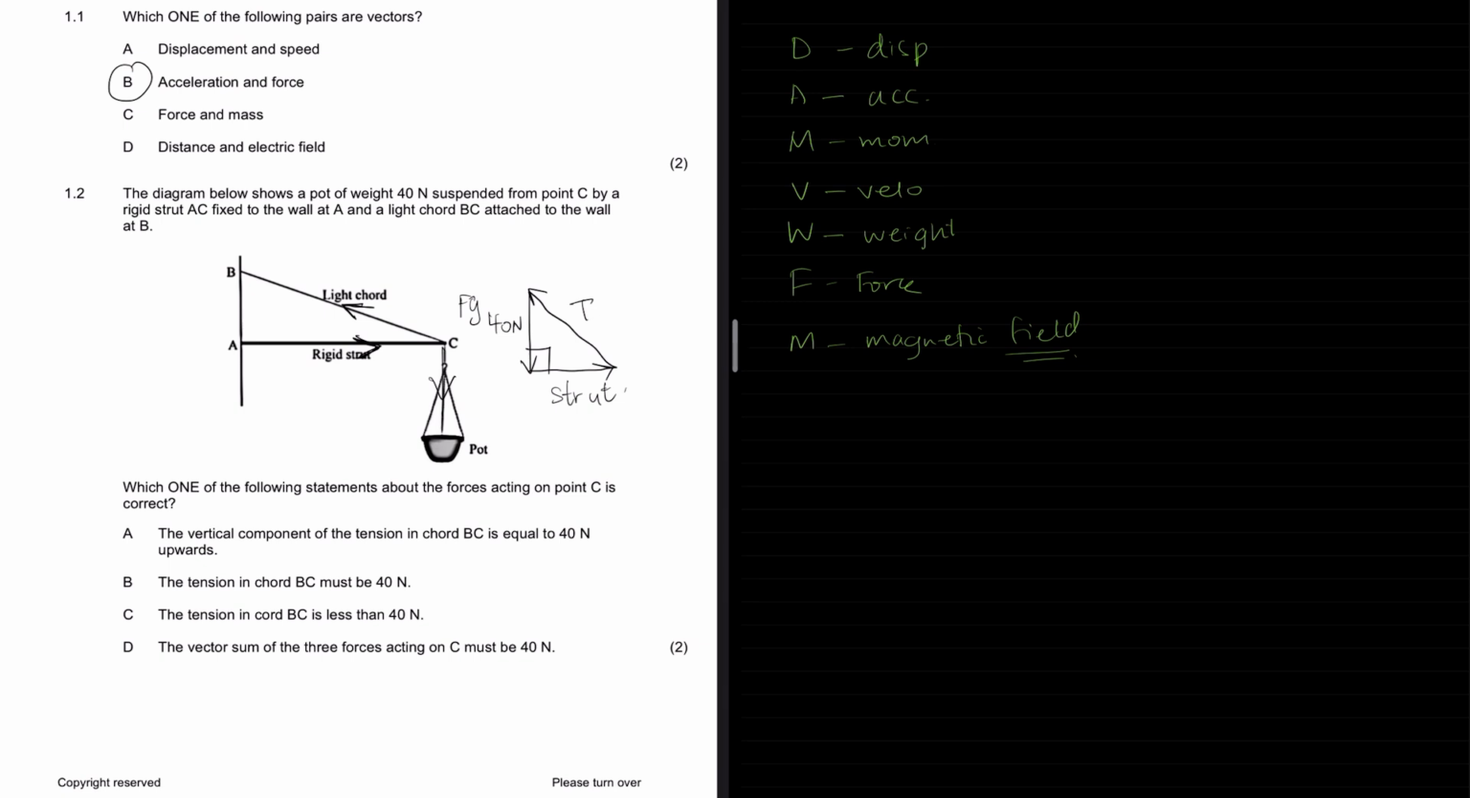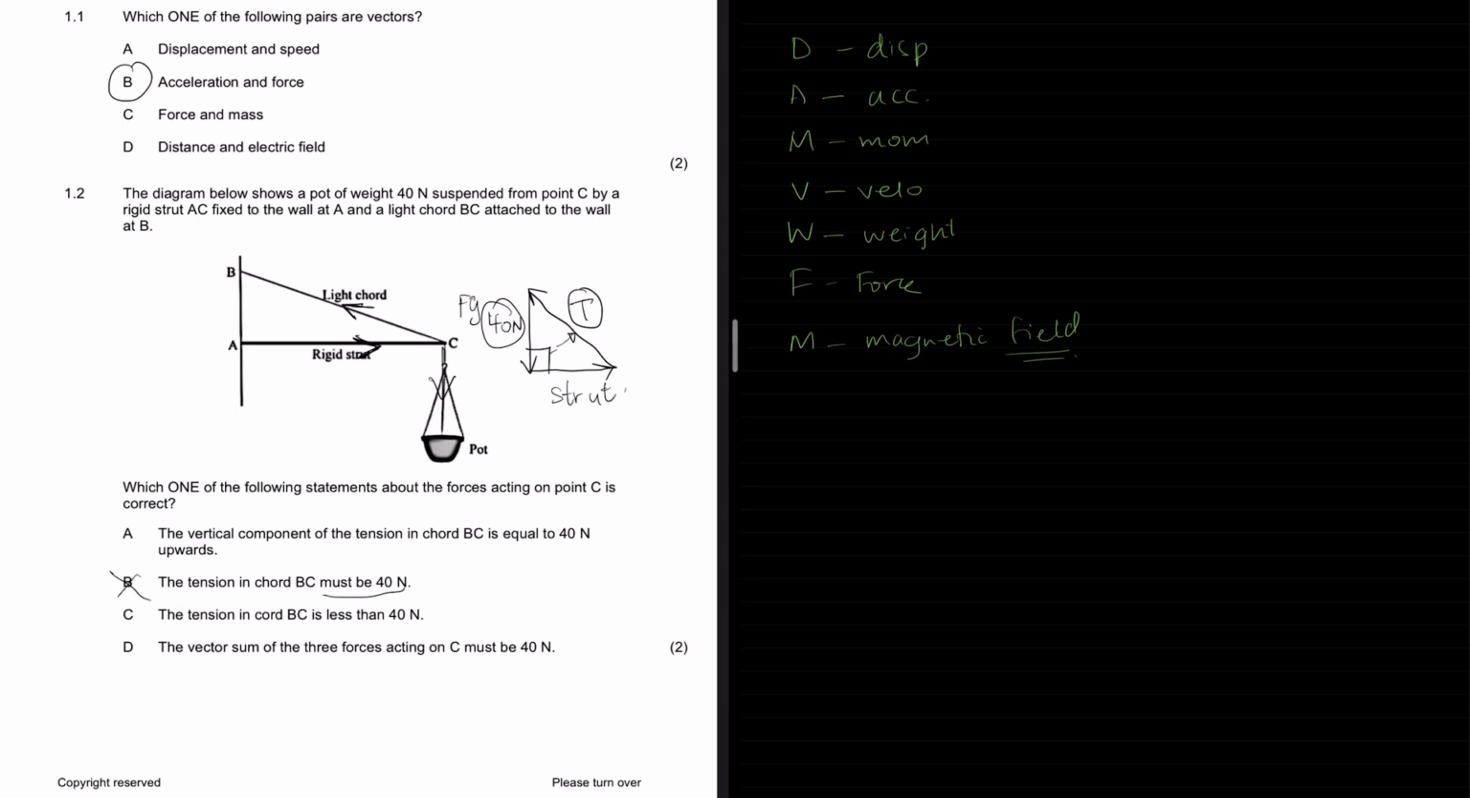So the tension in this cord BC, will it always be 40? Let's check. If we call this theta, right? Actually, I don't think we need to do that. See, the tension is the hypotenuse of this triangle. And the hypotenuse is always the longest side in any triangle. So the tension is going to be greater than 40. So it's not going to be 40. So this is out.